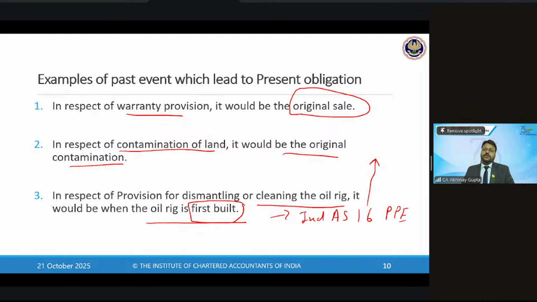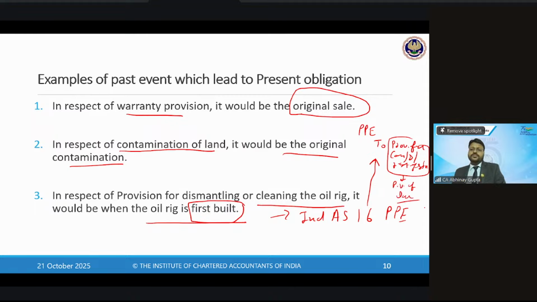Right. So what entry were you passing on day one? The present value of this dismantling amount has to be added to PP&E, with a credit to provision for contamination, dismantling, restoration of site. Correct. So this item was the present value of the liability to be paid after 20 years, 15 years, whatever the case. This present value should have been capitalized to the PP&E, yes or no? And depreciated over the useful life, yes or no?